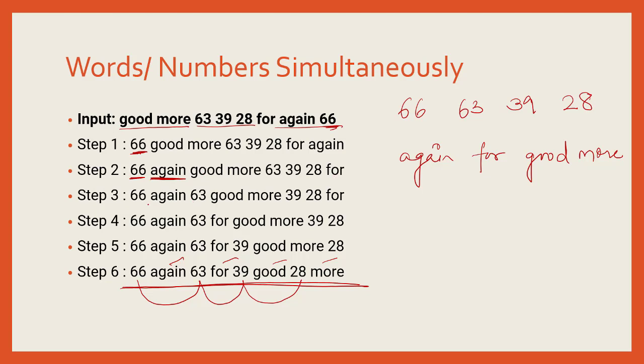In step 3, we are following the pattern number, word, number. So the second number in the decreasing order has been brought forward. In step 4, for, which is the next word in the alphabetical order, has been brought forward. So these 4 are arranged as of now. Now out of the remaining 4, again it's the turn of a number to be arranged. So we've got the next number in the decreasing order, 39. Good has already been arranged in order. We wanted good to be the next word, and it's already at its own place.